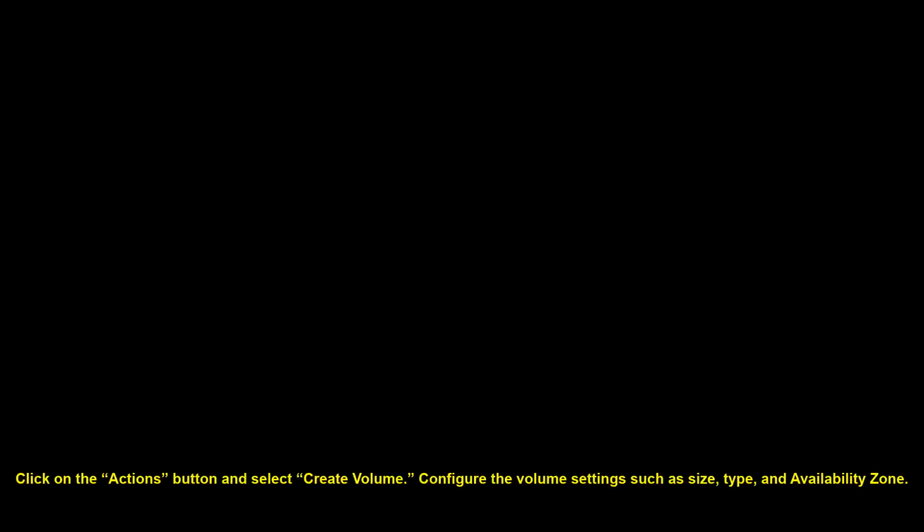Configure the volume settings such as size, type, and availability zone. Finally, click on the Create Volume button to finalize the process. Your EC2 instance's backup is now available in a different region via an EBS snapshot.